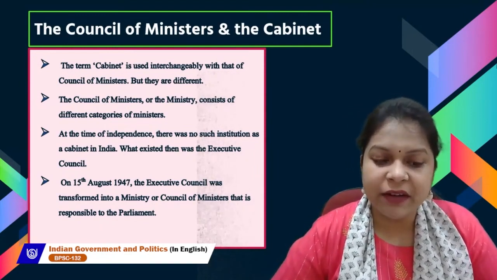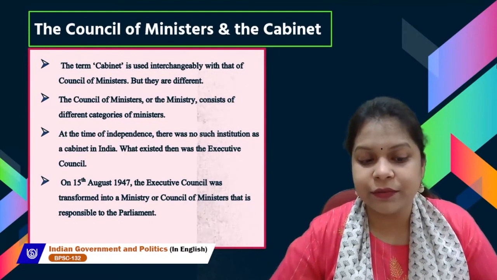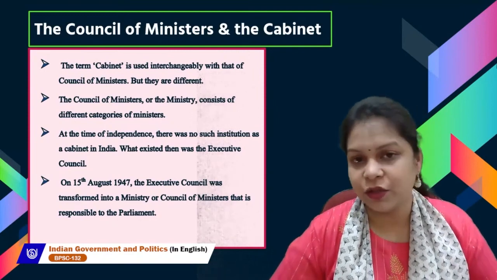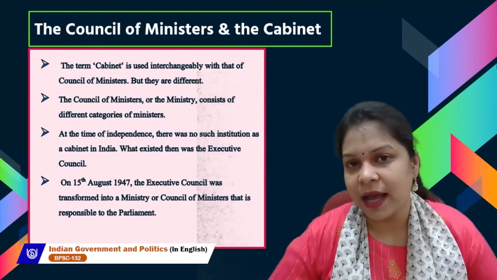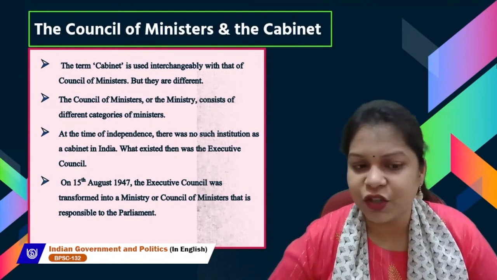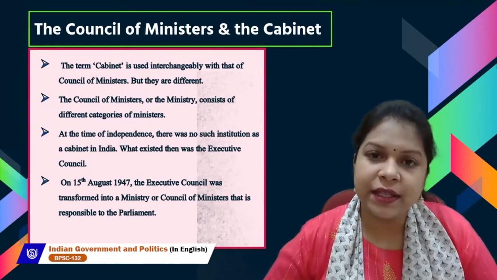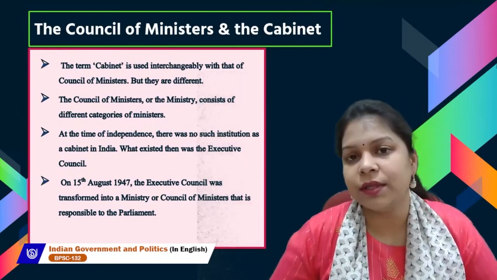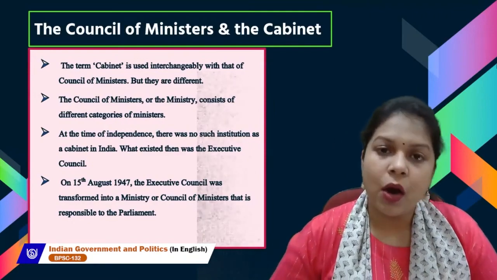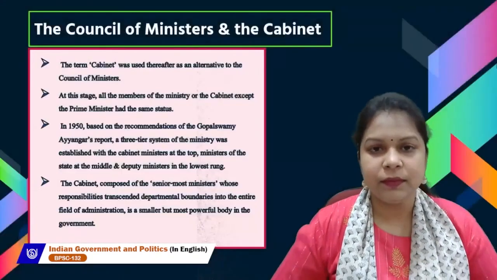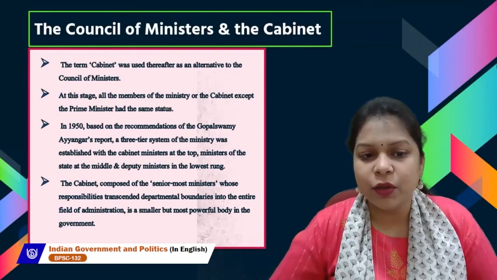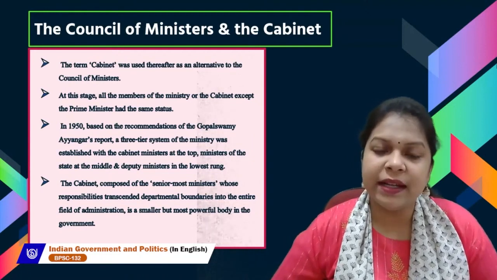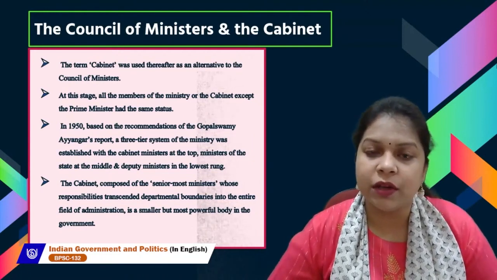On 15th August 1947, the Executive Council was transformed into a ministry or council of ministers that is responsible to the parliament. So before independence there was no cabinet as such or council of ministers as such. There was only the Executive Council, but on 15th August 1947, it was transformed into the ministry or council of ministers. The term cabinet was used thereafter as an alternative to the council of ministers.